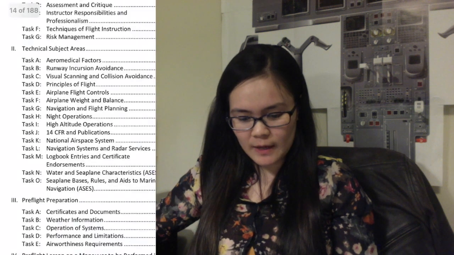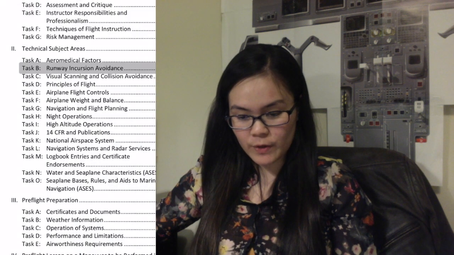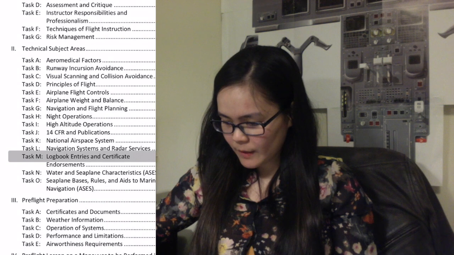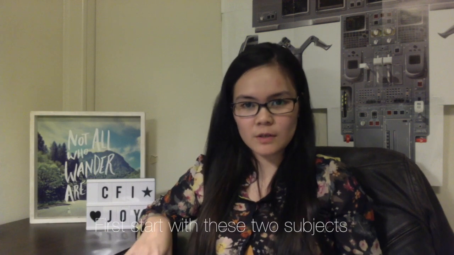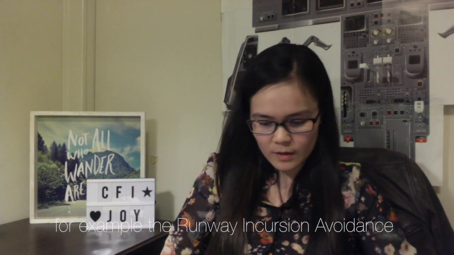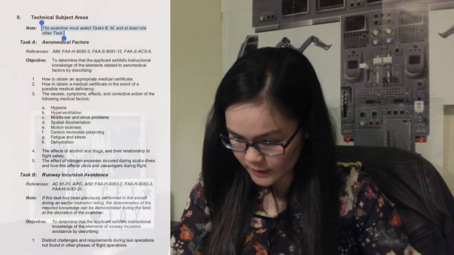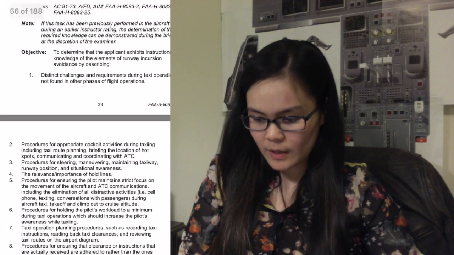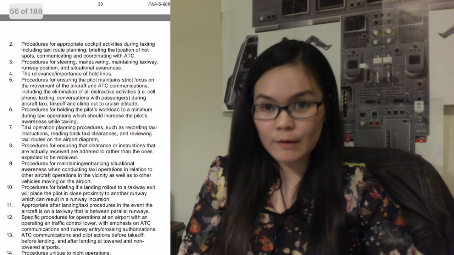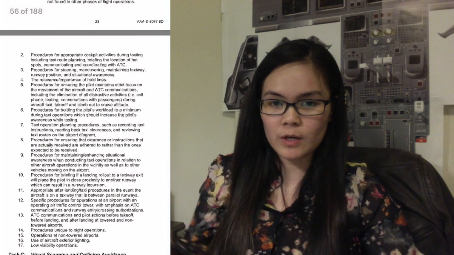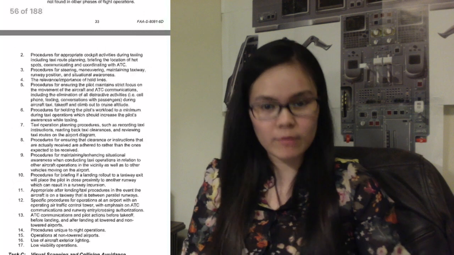So what is B and M? B is runway incursion avoidance, and M is logbook entries and certificate endorsements. First, it starts with these two subjects. For example, for the runway incursion avoidance here, there are 17 things that you have to mention based on the PTS. You don't have to memorize it, but you will need to make sure that you covered everything and make sure your lesson is smooth.